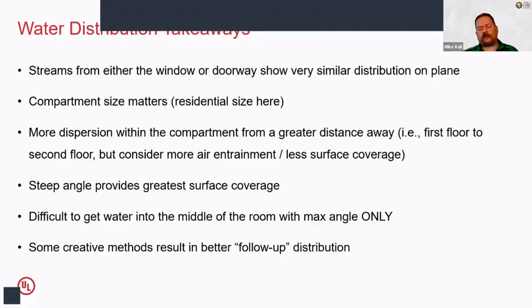And then the last thing, where it talks about creative methods that result in better follow-up distribution. This is where it's up to you guys. Once you've cooled that room from outside using the steep angle and cooled all the surfaces, how are you going to follow that up and get the water on the stuff that's actually burning? And that's where you're bouncing it off the lintel, bouncing it off the window openings or the door openings, or maybe it's just that you're getting in there and moving the hose stream around.